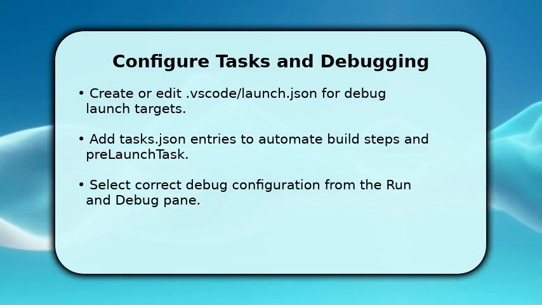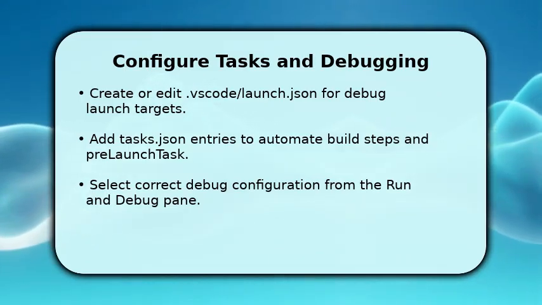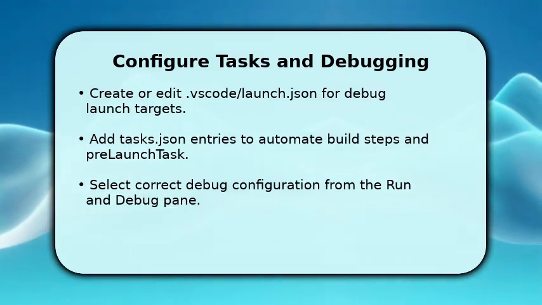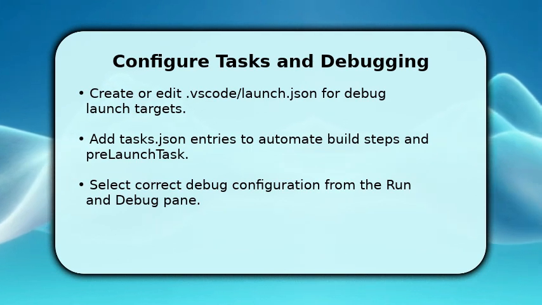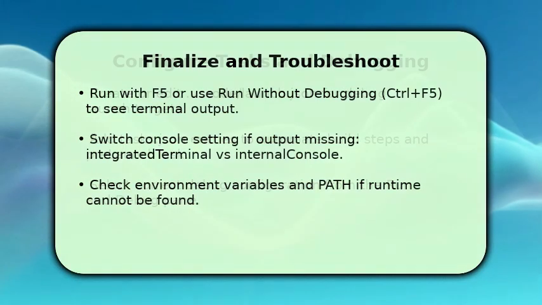Then select the matching debug configuration in the Run and Debug pane. Press F5 to start. This approach ensures output streams to the right place, and that builds run first. Finish by launching using F5 or Ctrl+F5 and observe where output lands.